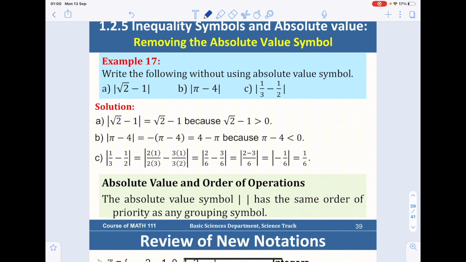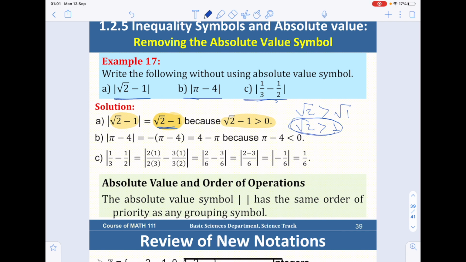Here we have the following examples. We want to find out the absolute value of those numbers. The absolute value of root 2 minus 1 would be the same, so it would be root 2 minus 1. Why? Because the value root 2 minus 1 is positive. How do you know that this value is positive? You know that root 2 is more than root 1, which is 1. Since root 2 is more than 1, this value would be more than 0.